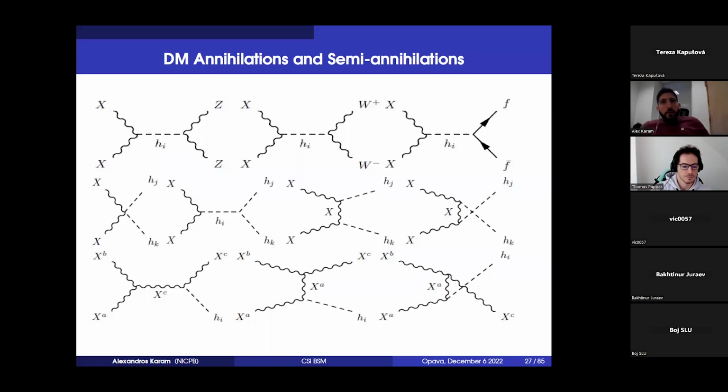So these extra gauge bosons can annihilate through the scalars H and S to Z bosons, W's, or standard model fermions. They can also annihilate to H and S through these Feynman diagrams. But what is also interesting about this model is that due to the non-abelian nature of it, we can also have what is called semi-annihilation, where two gauge bosons interact and produce one gauge boson and one scalar. And it turns out that these diagrams are quite important.